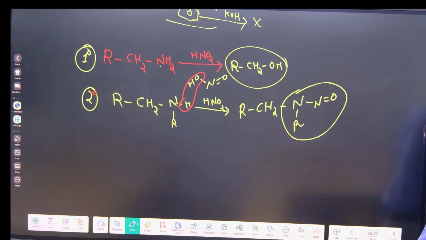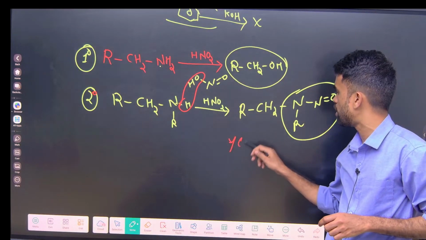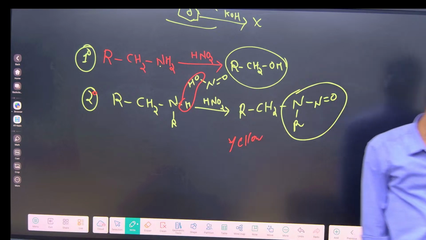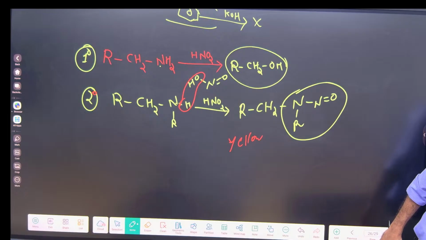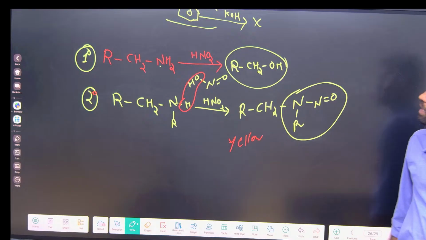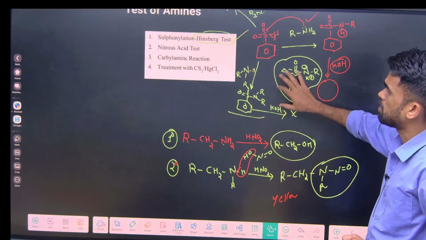Okay, right. So this is a yellow oily liquid formed here. Yellow oily liquid formed. Okay, so when it comes to tertiary amine, it will form an unstable product. So by looking at these reactions, we can identify primary and secondary amines.